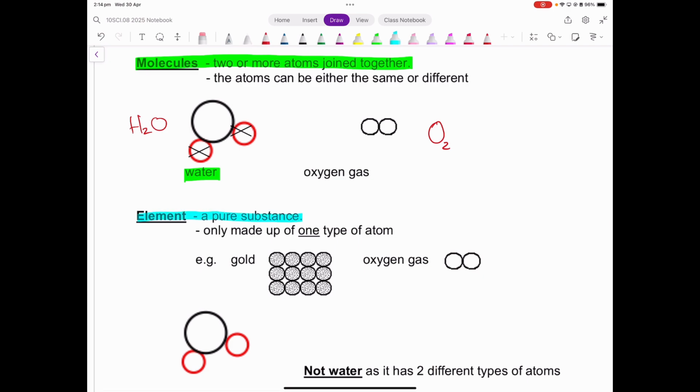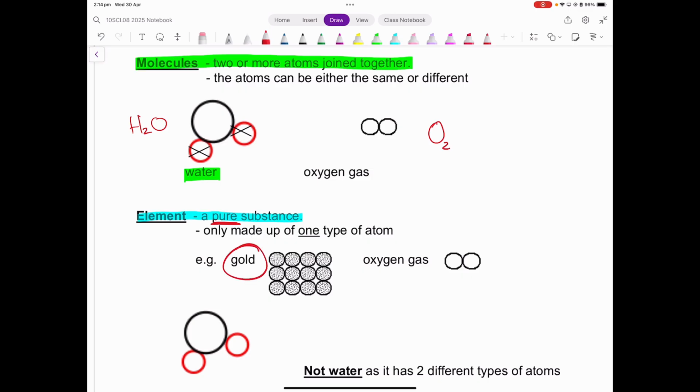And an element, there's a really important part to it, is what we call, I'm going to underline it, I would suggest you do the same, a pure substance. And if something is pure, it means that it is only made up of that type of atom. So, if you got a gold ring, do you want it to be a pure gold ring? Hopefully, okay, worth a lot of money. And that pure gold ring is only made up of gold atoms.